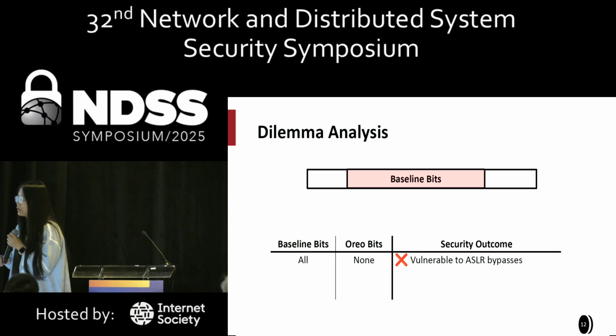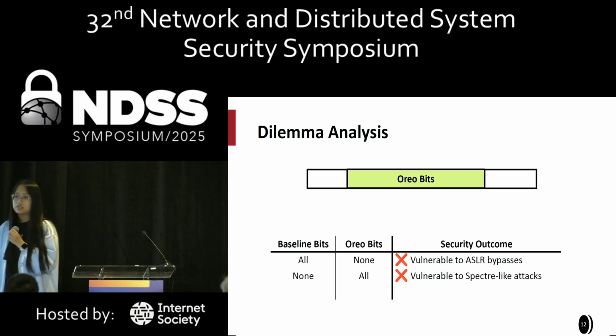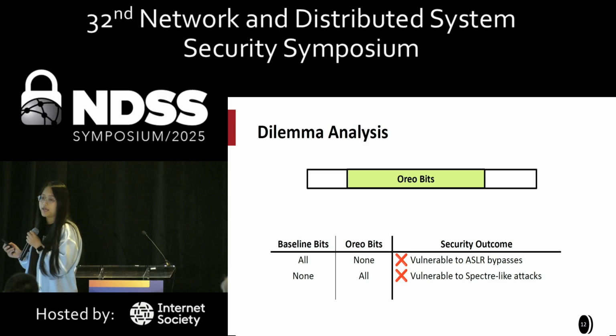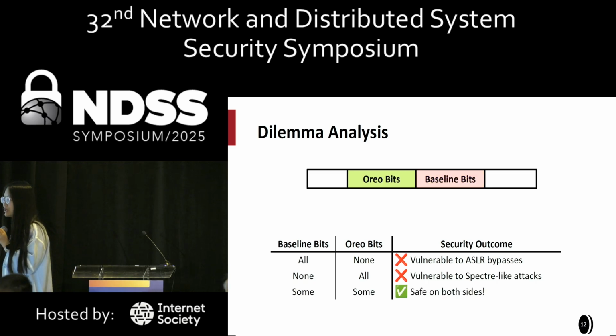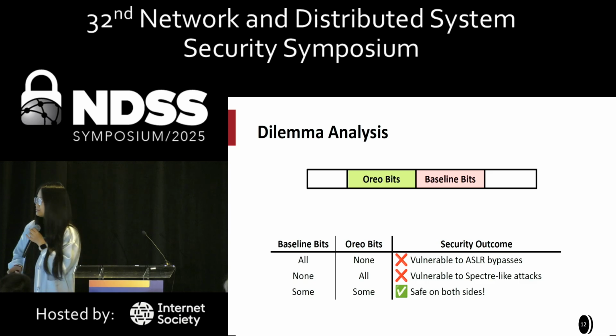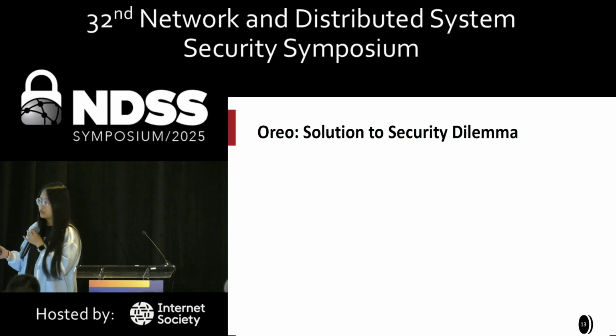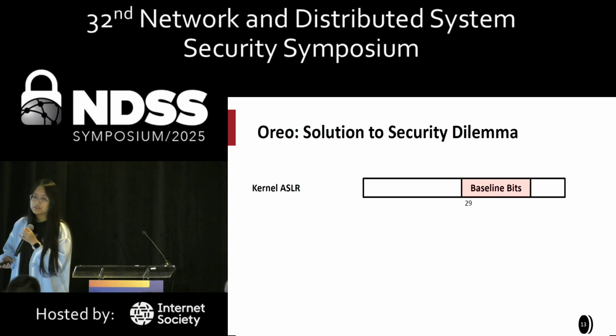If we apply Oreo to protect all the bits, the Spectre attack can proceed without any ASLR bypasses, therefore making the system more vulnerable to Spectre-like attacks. Therefore, the best option is to only apply Oreo to protect part of the bits, and we can be safe on both sides. Actually, this setup is compatible with the current Linux setup. Here is how we achieve this goal. In the baseline, the kernel ASLR randomizes bits below 29.